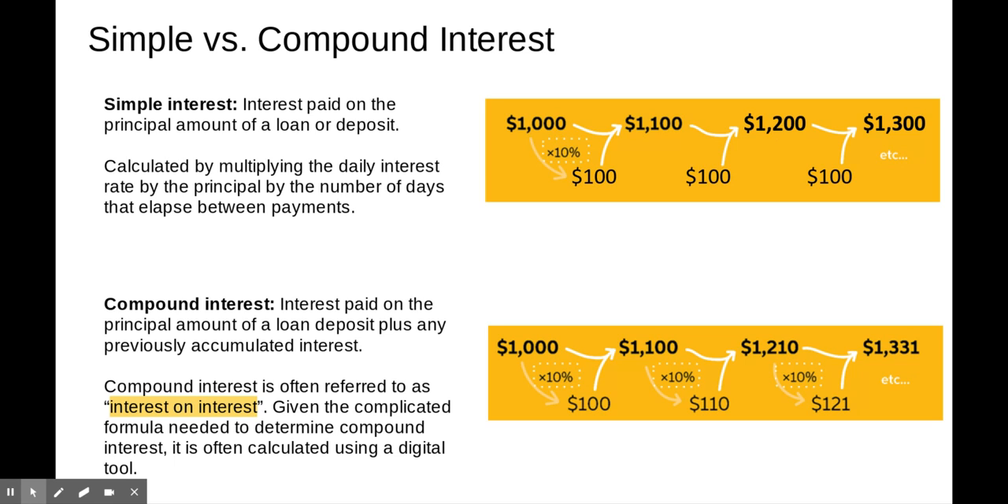Given that this is more complicated to calculate, and there's a more complicated formula that students actually learn about in higher grades, grade 11, for example, we often use a digital tool to figure out this calculation.